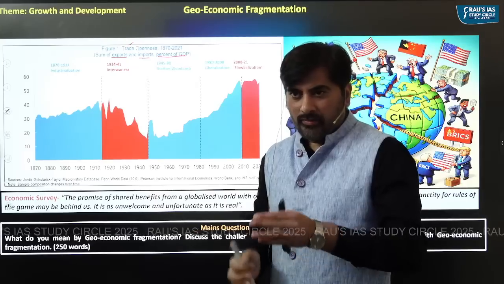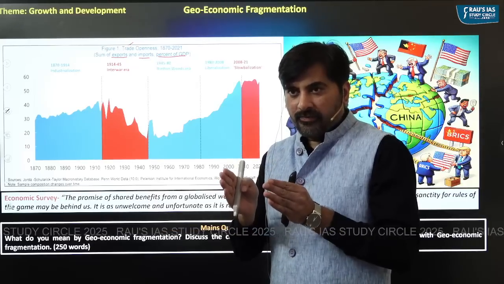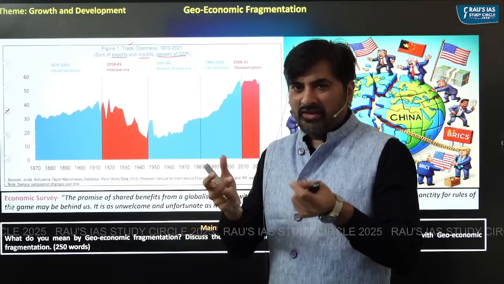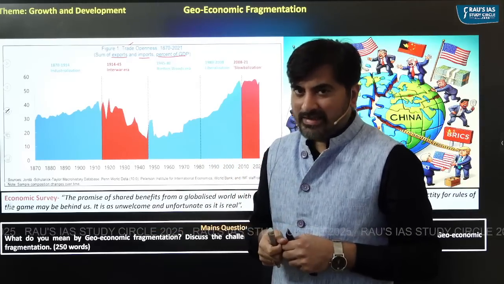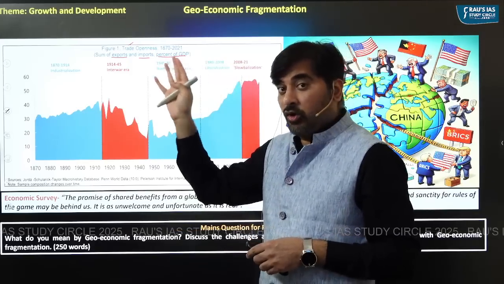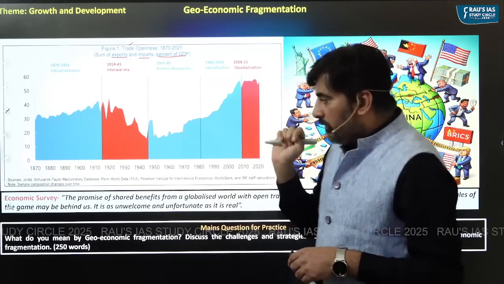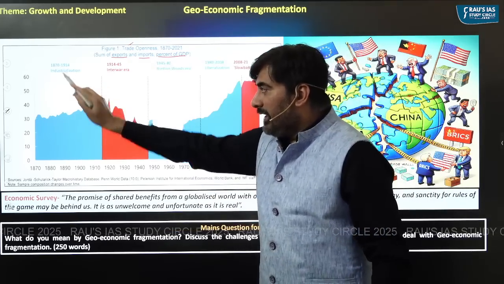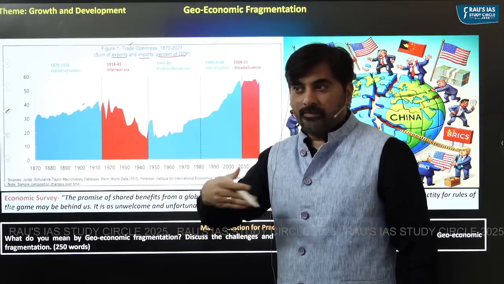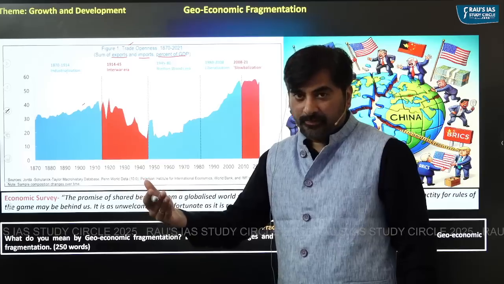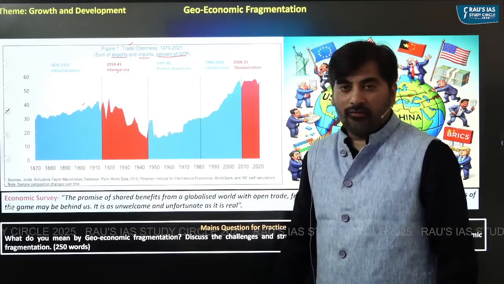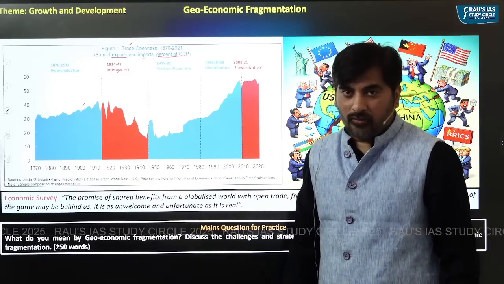So if you convert export plus imports into percentage of GDP, what you get is trade openness, which is important for your prelims examination. So let's see what has happened to trade openness of the global economy. During industrialization, as you can see, there was more trade openness, that is free flow of goods, which actually got reduced during the First World War as well as Second World War.